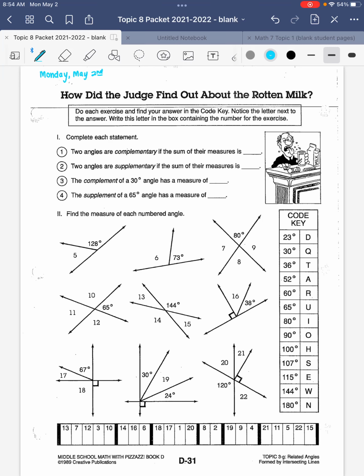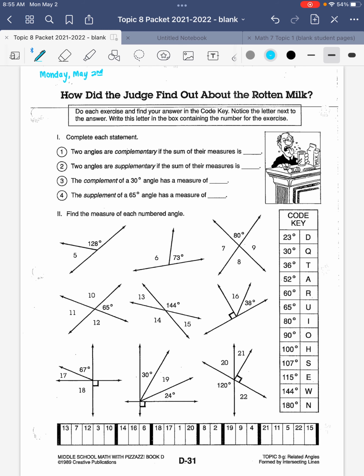Hey y'all, today is Monday, May 2nd, and we are doing some review of angle relationships, circumference of circles, and area of circles in preparation for our basic skills quiz that will be on Wednesday this week. So let's get started. This is page D31 in the packet that you got today. It's one of these riddle pages, but we're not going to worry about the riddle. We're just going to do the math in this video.